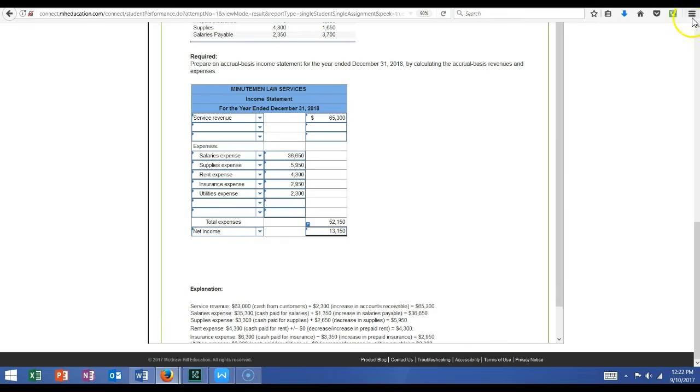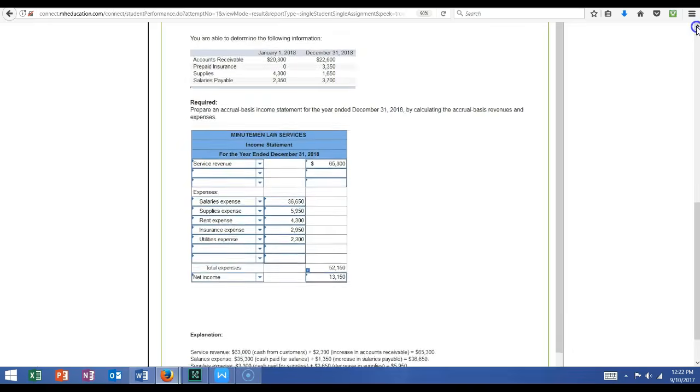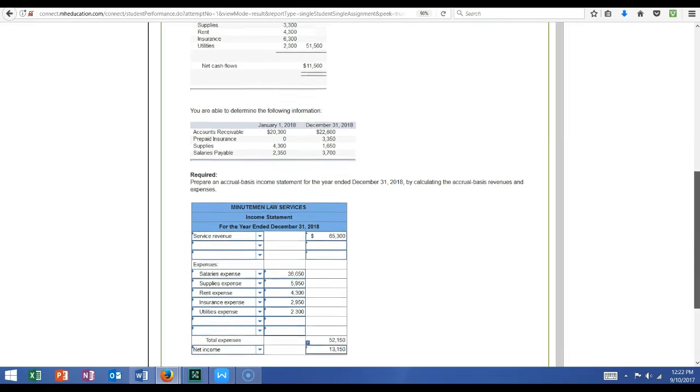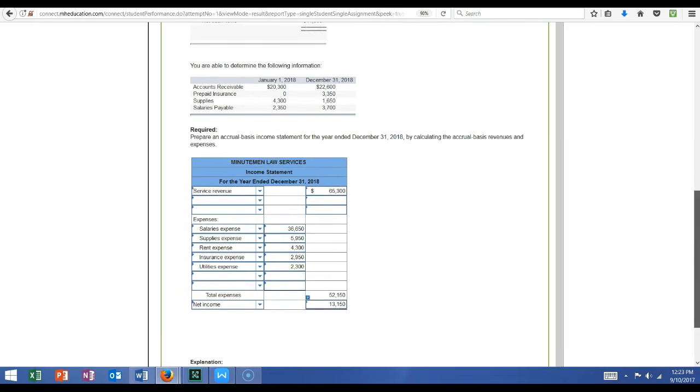Our rent expense is going to be done the same way. We paid out in rent $4,300, but our prepaid, $4,300 is it, because we don't have any prepaids here. So $4,300 is the same as a cash basis. We keep it the same.